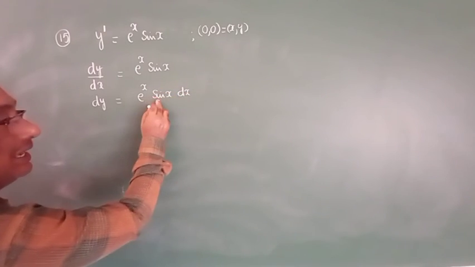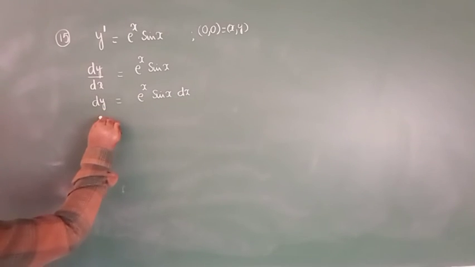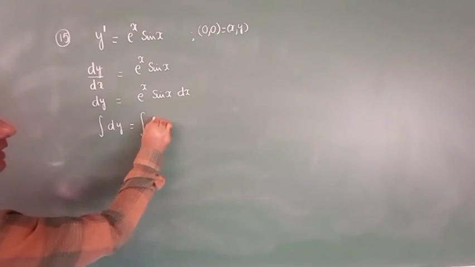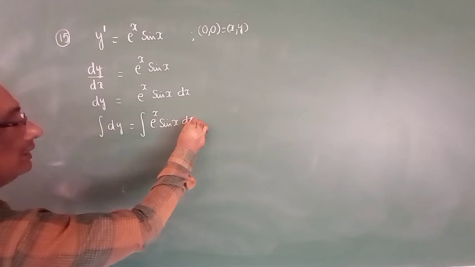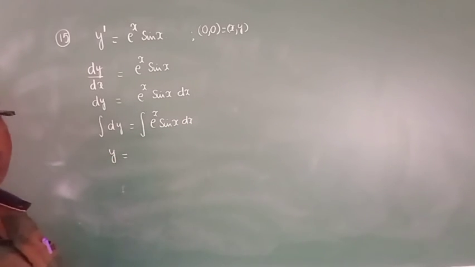Therefore, here only the x terms are there, no y terms. Immediately apply the integration. dy is equal to integral of e power of x into sin x into dx. Its integration on the left is y. The right side is done by parts.